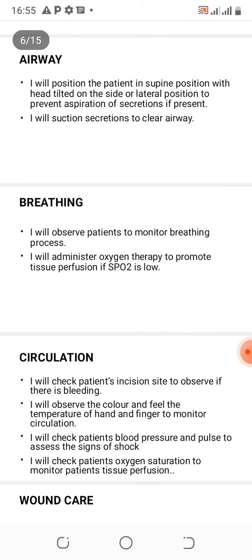I will check the patient under circulation. I will check the patient's incision site to observe if there is bleeding. I will observe the color and feel the temperature of the hands and the fingers to monitor circulation. I will check the patient's blood pressure and pulse to assess the signs of shock. I will check the patient's oxygen saturation to monitor tissue perfusion.